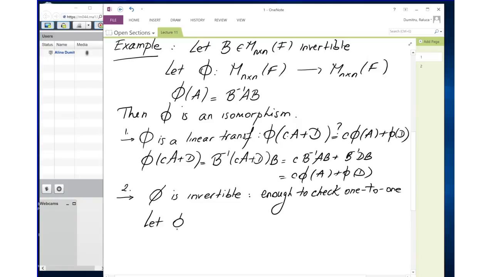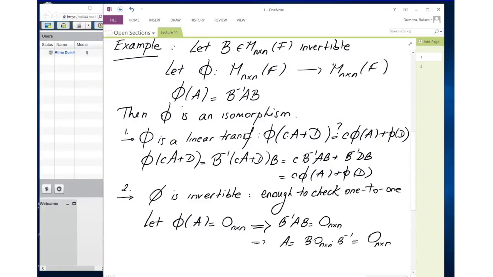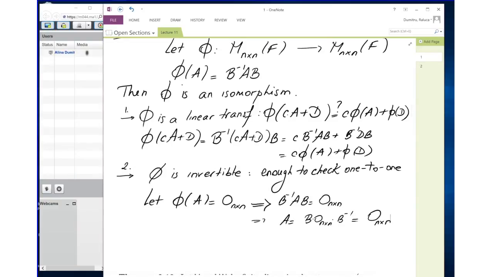And for linear transformations, being one-to-one is equivalent to looking at all the elements that are mapped to zero, or the null space of the linear transformation, right? We're trying to show that the null space contains just the zero vector only. So let A be a matrix such that phi of A is the zero vector. Of course, the zero vector here would be the zero N by N matrix. Okay, but phi of A is B inverse A B, and that's the zero matrix. Go ahead and multiply by B to the left and by B inverse to the right, and we get A equals zero. So A has to be the zero matrix, therefore the null space contains the zero vector only, so we're done. It is one to one and therefore invertible.